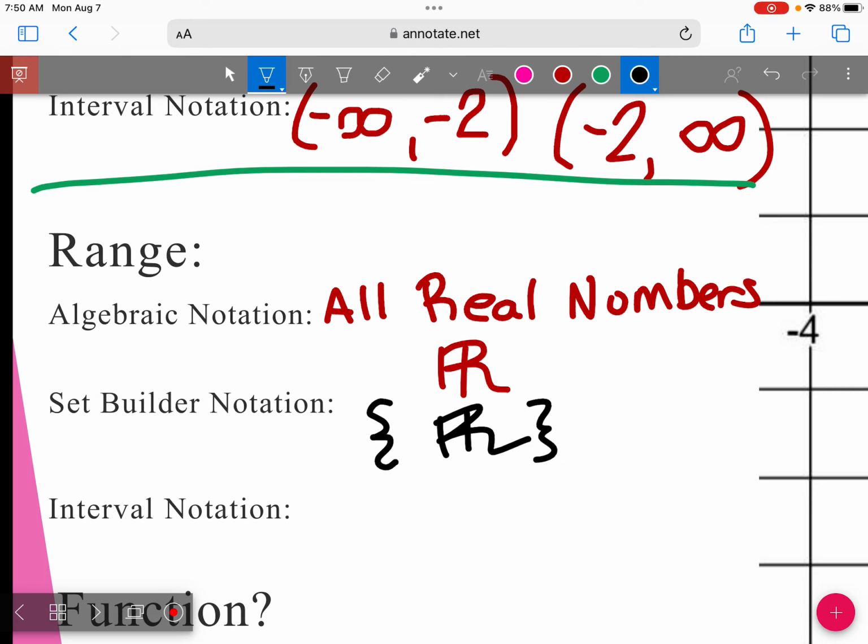Since we can use absolutely any number in the existence of the universe, that's when we're doing negative infinity to positive infinity. Just like that. If your algebraic notation is all real numbers, your interval notation will be negative infinity to positive infinity. Those two things are the same. They mean the same thing. This is algebraic. This is interval. They mean the exact same thing. So if you get this, you can hop right down here and write this. It means the same thing.